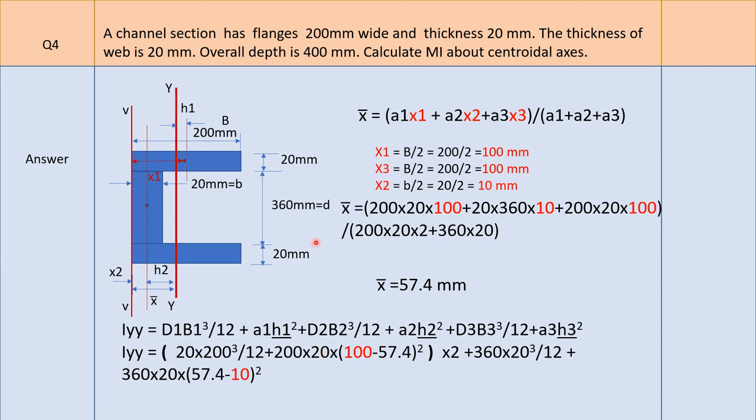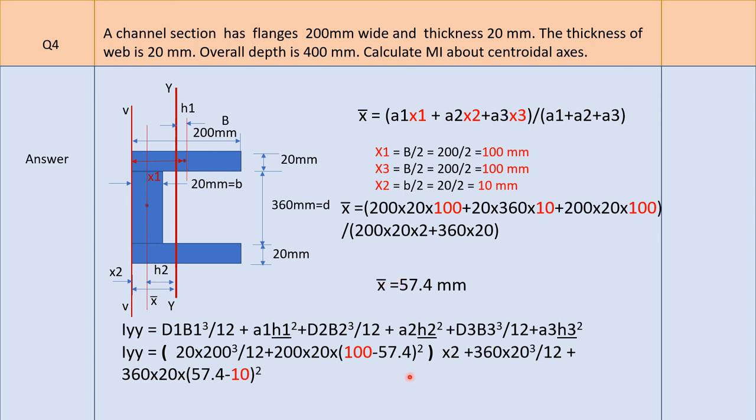And now what is H1? H1 is X1 minus X bar. So X1 is here, you can see it is 100 and X bar is 57.4. So 100 minus 57.4 bracket square. So X1 minus X bar, from here to here is X1, and from this point to this point, this is X bar. So from here to here is X bar, from here to here is X1. So X1 minus X bar will give me this small distance H1, which I am showing here.